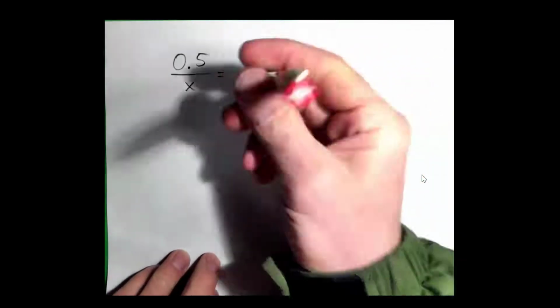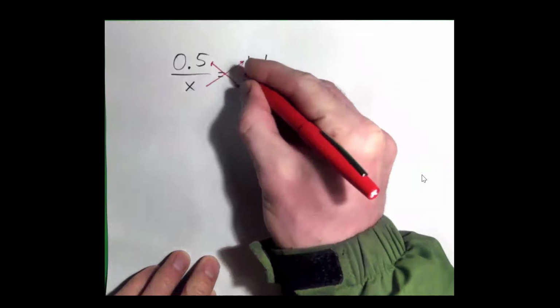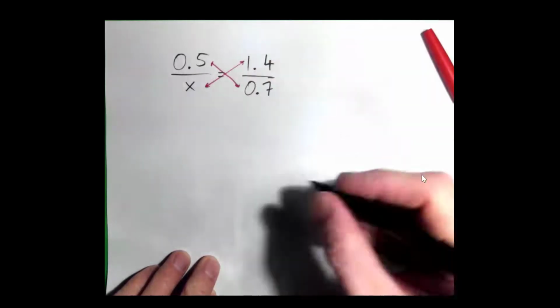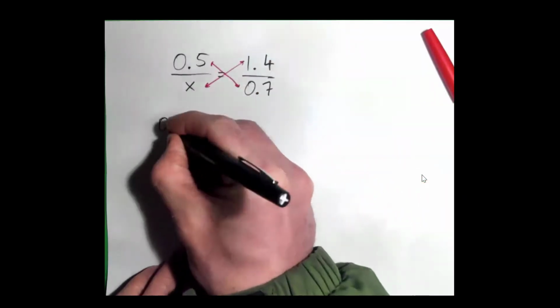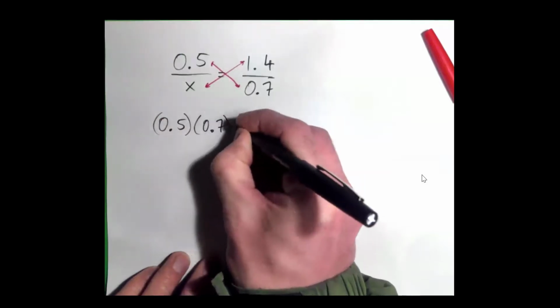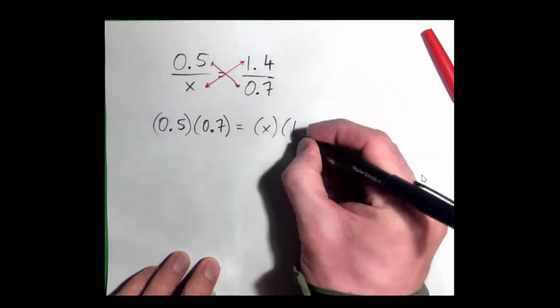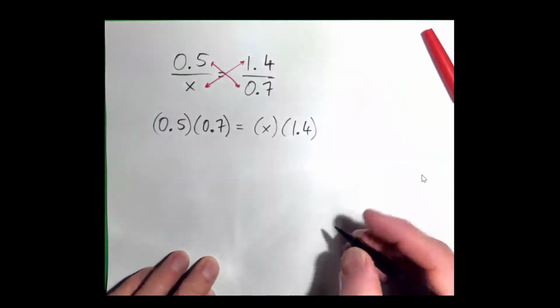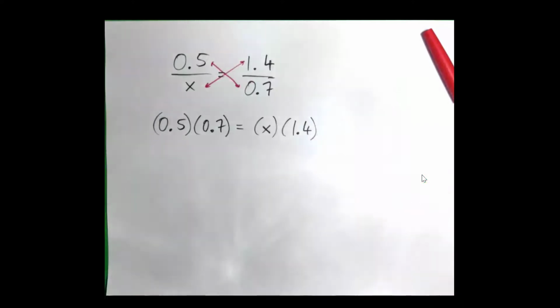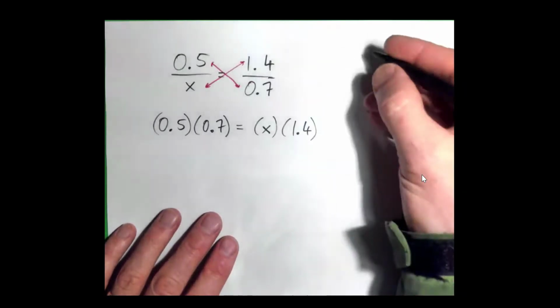That's where you take this number multiplied by this number, and that should equal this number multiplied by this number, right? So in other words, 0.5 times 0.7 should be equal to x times 1.4, right? And so that's the first step, and then we can solve for x. Before we go any further, let me show you one quick example as to why this works.